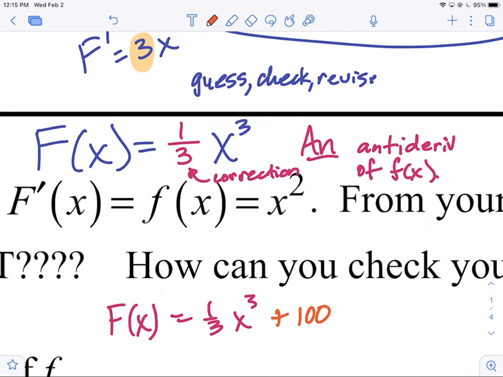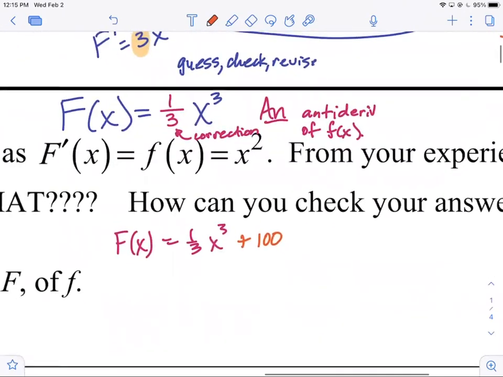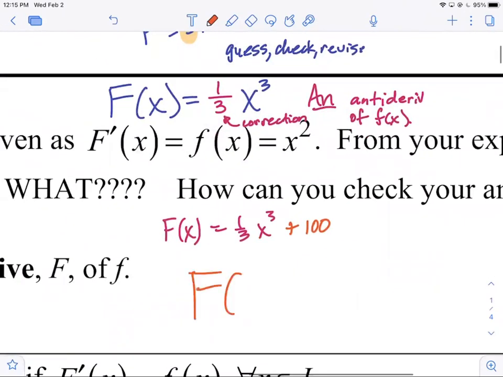Yeah, so 100 is not really special in this case. 100 is just an arbitrary constant that when we take the derivative, we lose information. We lose the constant. So what we do is we make an allowance for there being a possible constant.